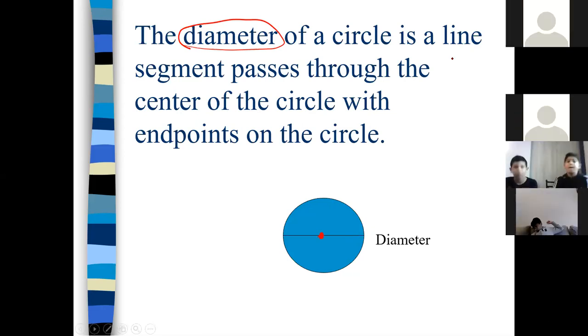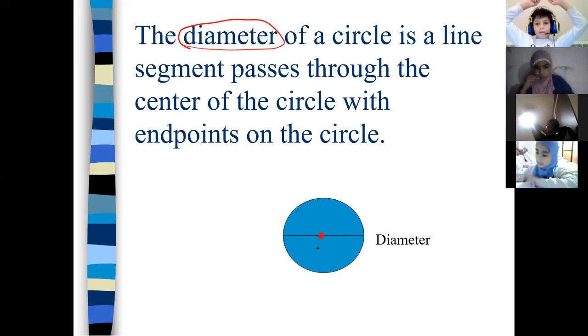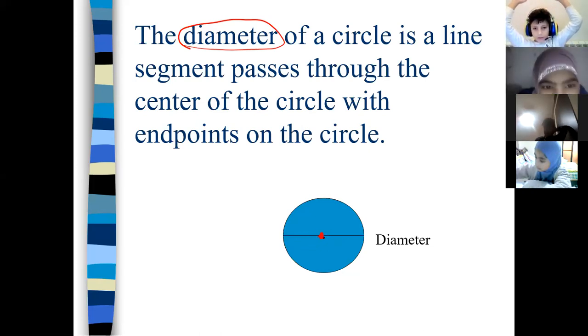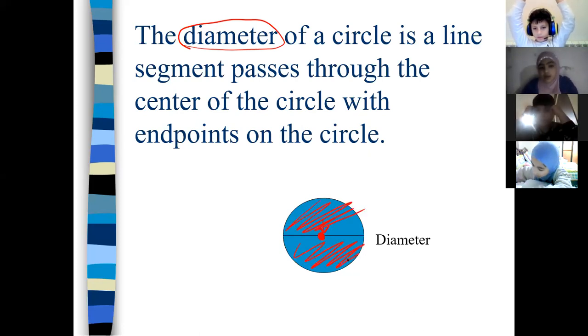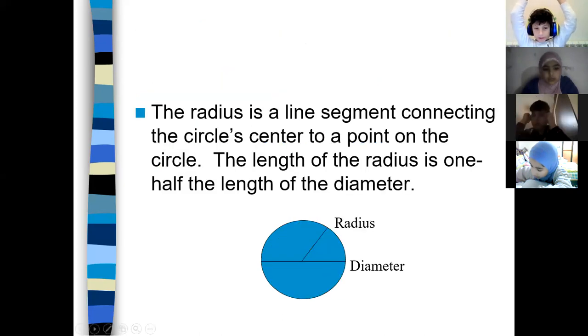Define a diameter. Miss, a diameter is a segment passing through the midpoint, through the center. It divides the circle into 2 equal parts. Bravo. Equal parts. Right.